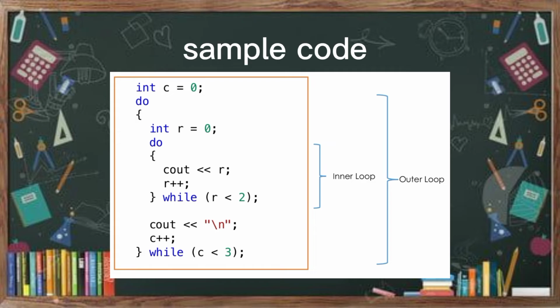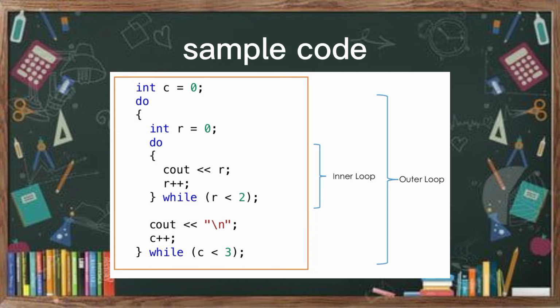The condition of the inner loop is evaluated, and since r which is 1 is less than 2, it goes back to the block of statements within the inner loop which prints 1 and increments the value of r, where r becomes 2. The condition of the inner loop is re-evaluated, and since r which is 2 is not less than 2, the inner loop is terminated.